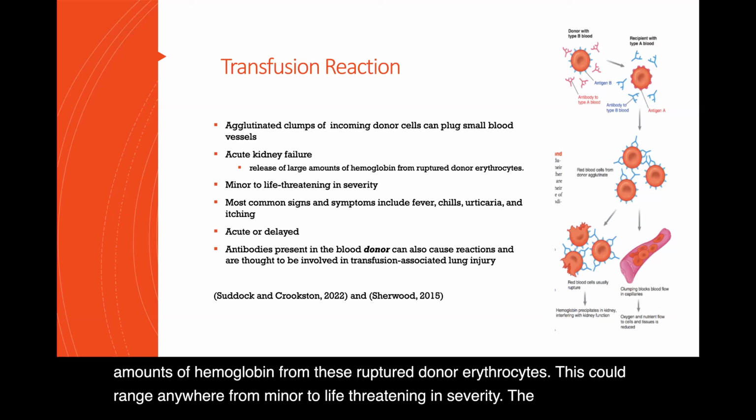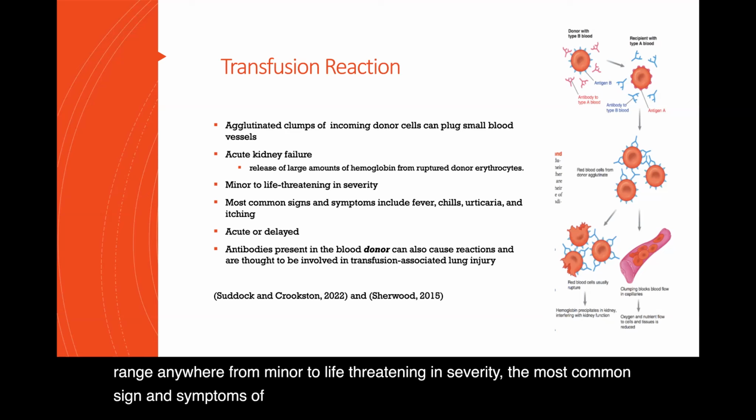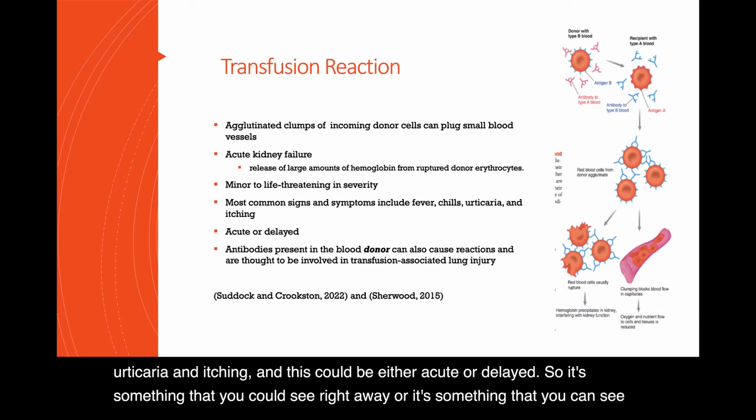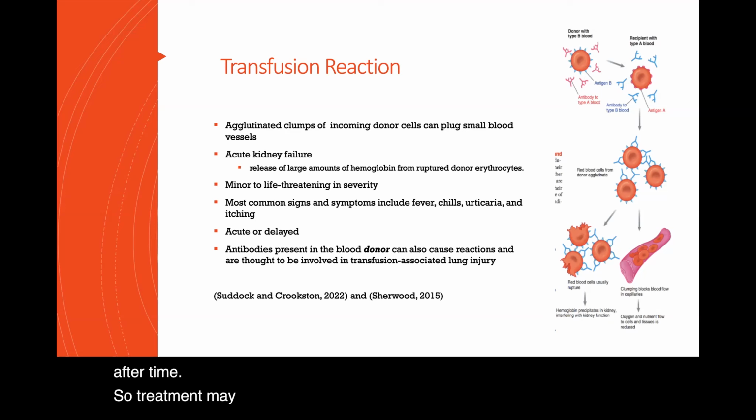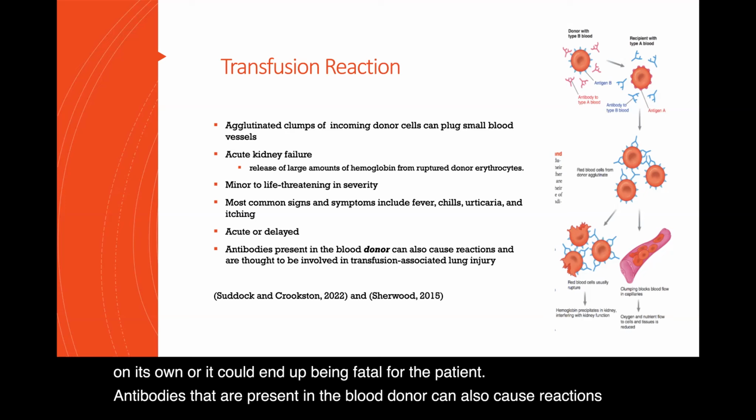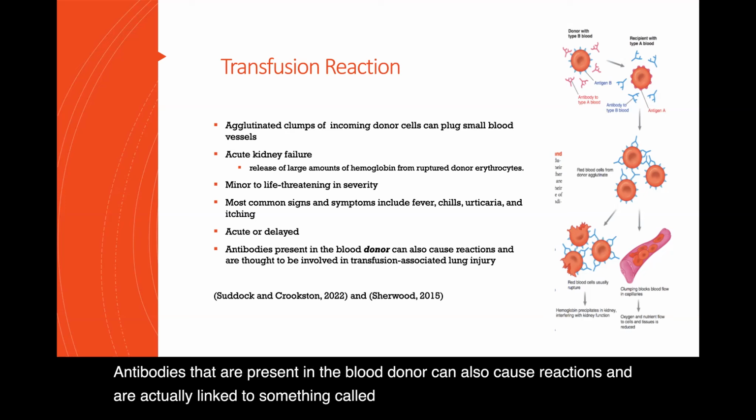The most common signs and symptoms of transfusion reaction are going to be fever, chills, urticaria, and itching. And this could be either acute or delayed. So it's something that you could see right away, or it's something that you can see after time. So treatment may not be needed depending on the severity. It may resolve on its own, or it could end up being fatal for the patient. Antibodies that are present in the blood donor can also cause reactions and are actually linked to something called TALI, which is transfusion-associated lung injury.